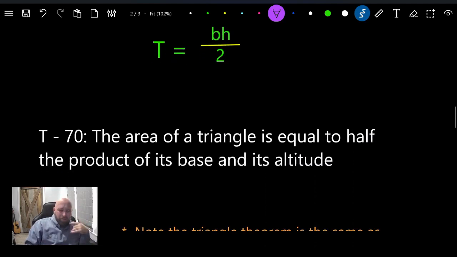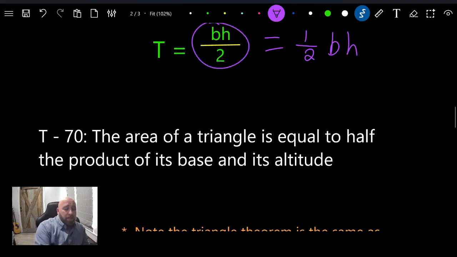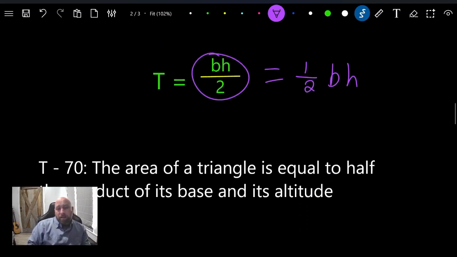Now your book puts it a little bit differently. I think the book ends up saying that it's 1/2 BH. If you want to write it like that, it's fine. I'm just telling you this is going to be a lot easier for you as you're solving it. Base times height divided by 2.